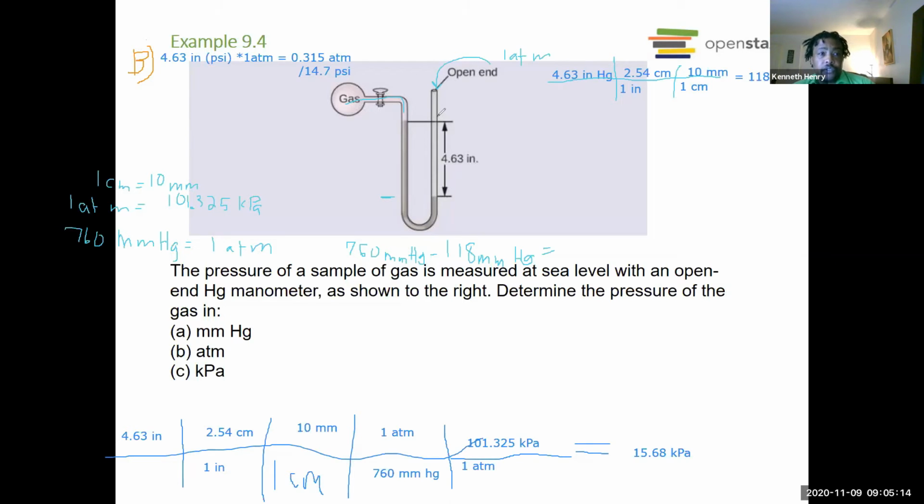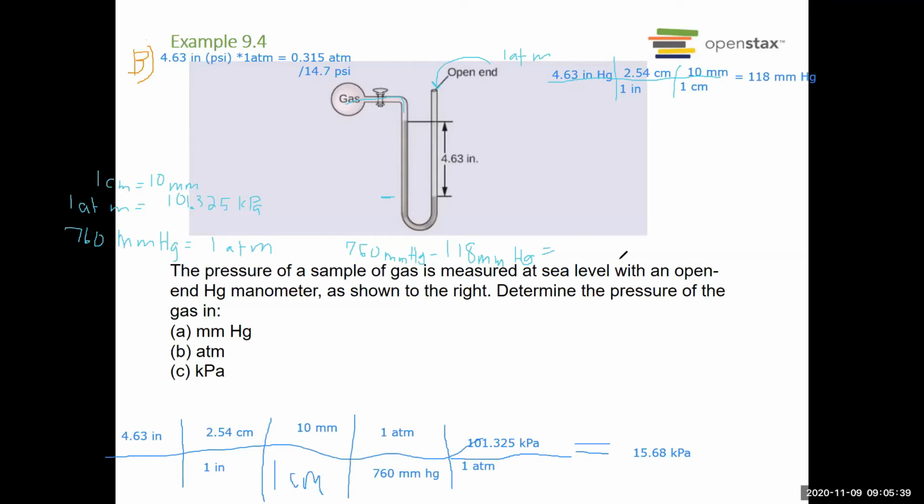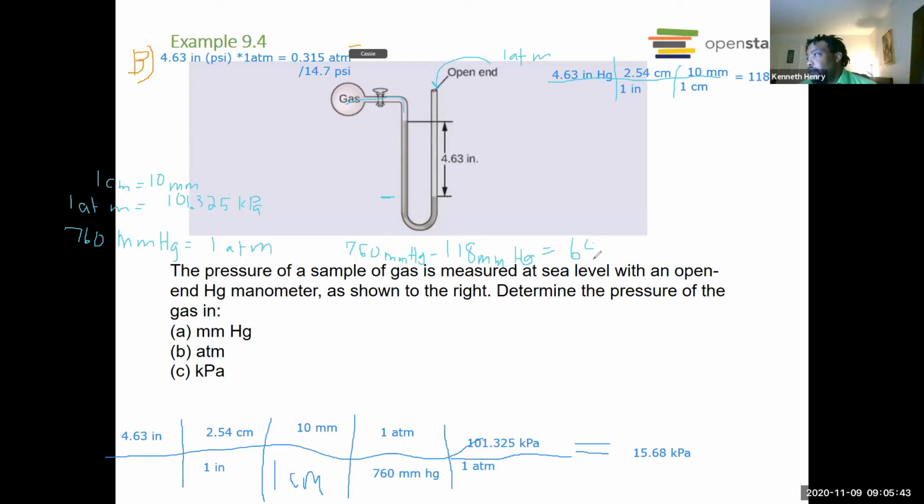Or in the case of the other situation, the gas inside is less than atmospheric pressure, so atmospheric pressure is pushing it up on that side. If we subtract that difference, we will get the pressure of that gas. So what do you guys get if you do the subtraction there? This is what I get.